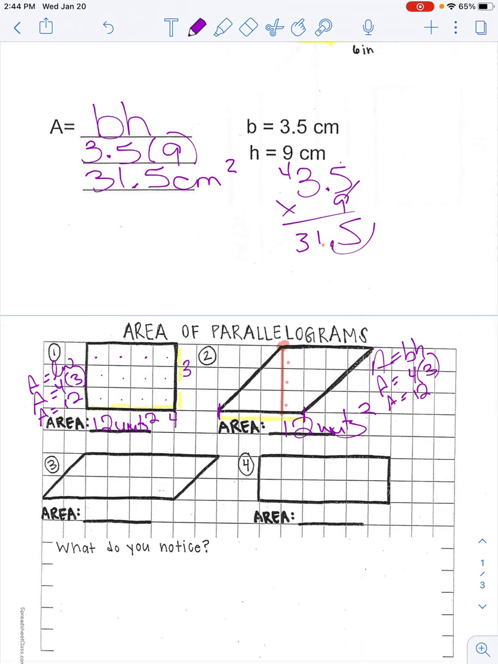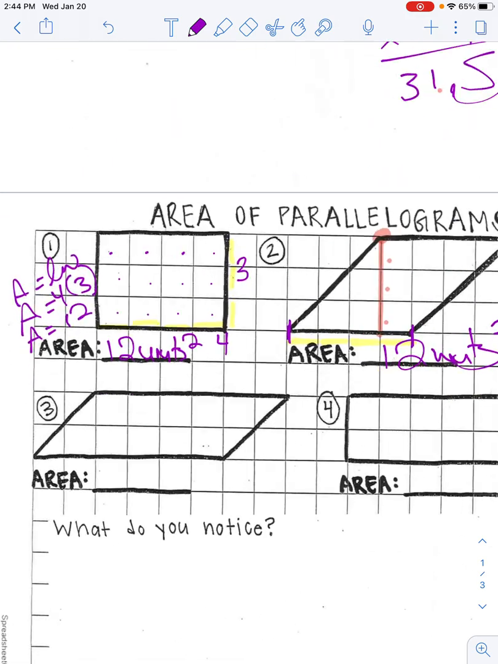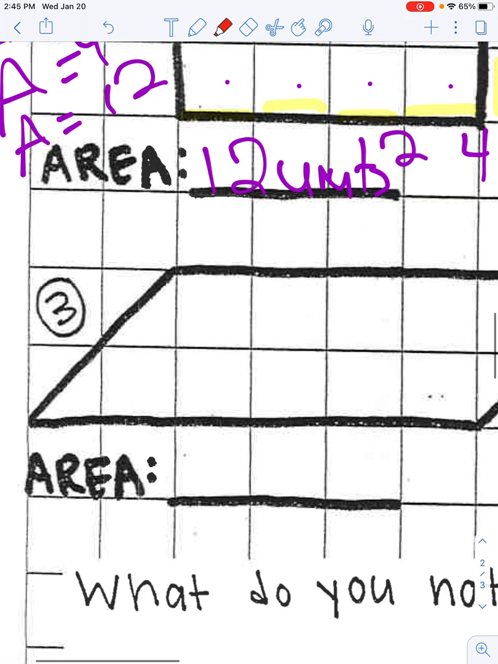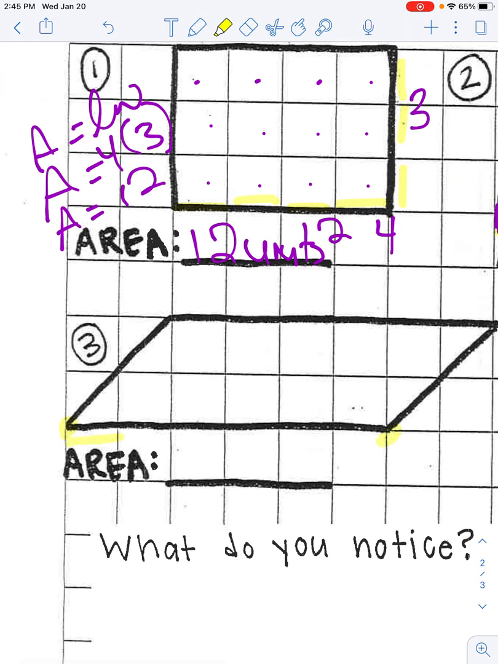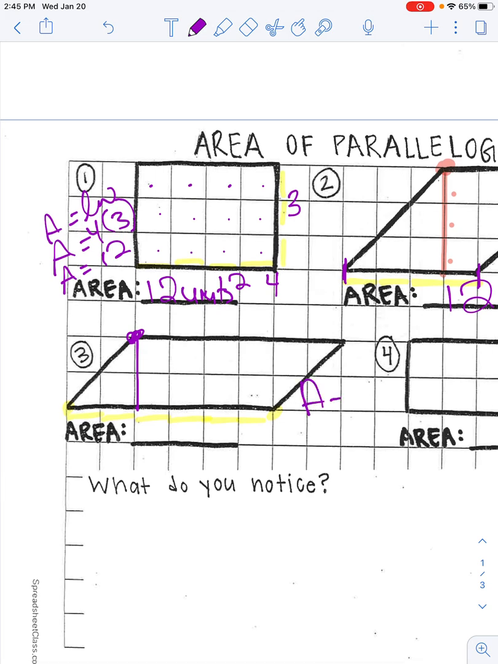Okay, so if you look, one's a rectangle, one's a parallelogram, some of that has been cut, it's slanted, they're both still 12 units. Number 3, again, we're going to count from point to point. So 1, 2, 3, 4, 5, 6 is the base, what it's sitting on. The height, go from the point straight down, 2. So again, area is base times height, 6 by 2. Again, we're going to get 12 units squared.